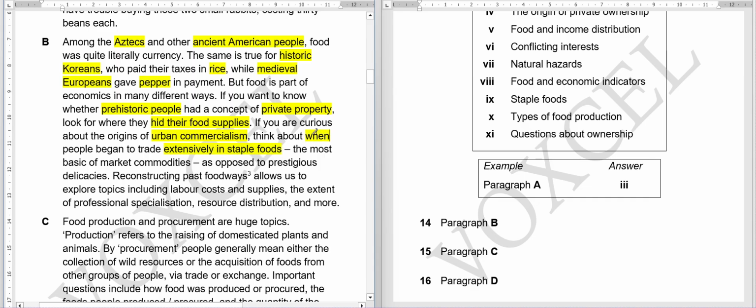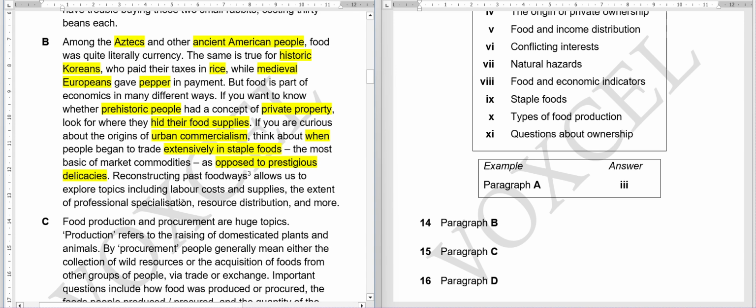So here it is: when people started trading extensively in staple foods, as opposed to, which basically means instead of, prestigious delicacies. So a delicacy is sort of expensive food which you eat once in a while. But staple food is what you eat and consume regularly.